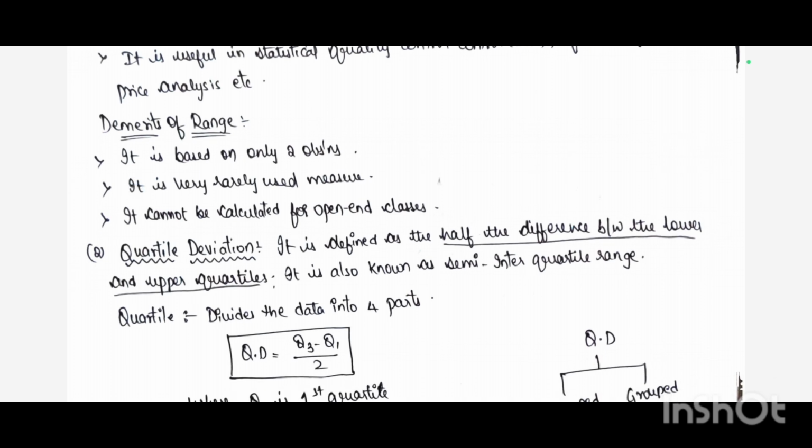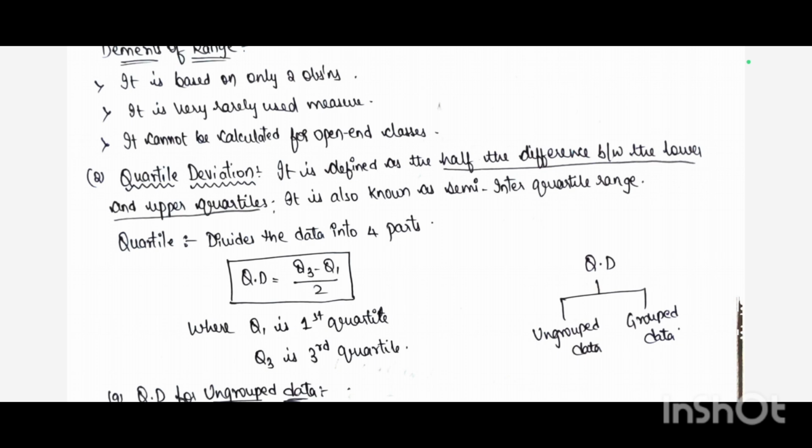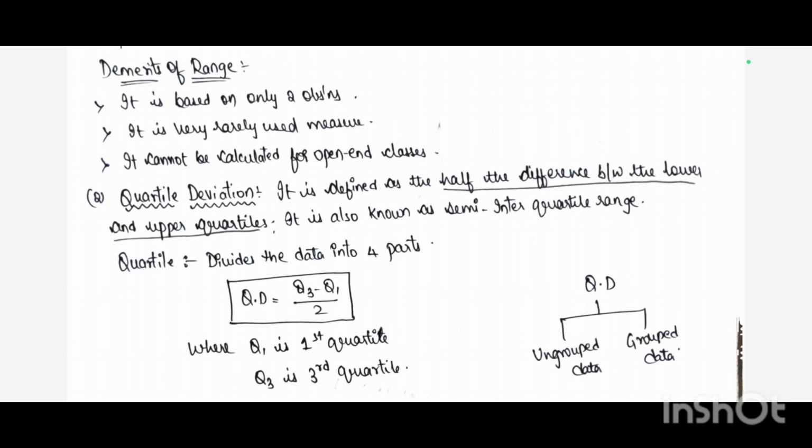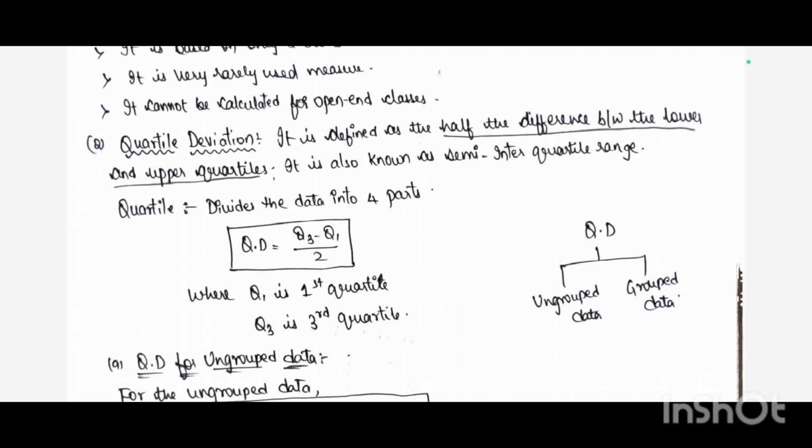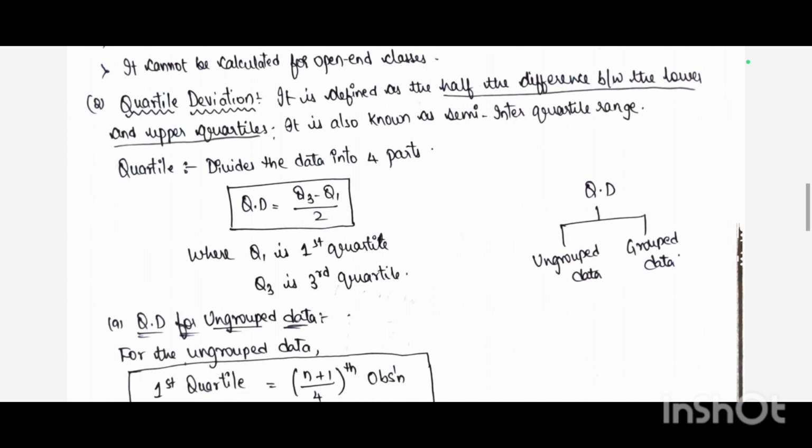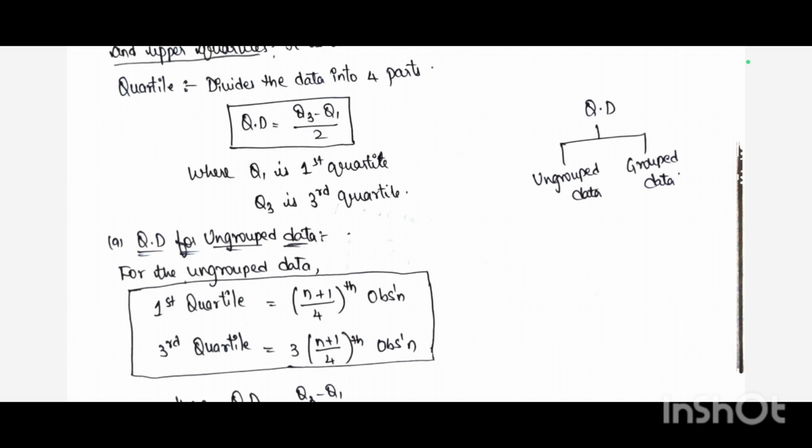Quartile deviation. What is quartile deviation? Before going to quartile deviation, we should learn about the quartiles. It is defined as half of the difference between the lower and upper quartiles. It is also known as the semi-interquartile range. That is, Q3 minus Q1 divided by 2. What is Q1? First quartile. What is Q3? Third quartile.